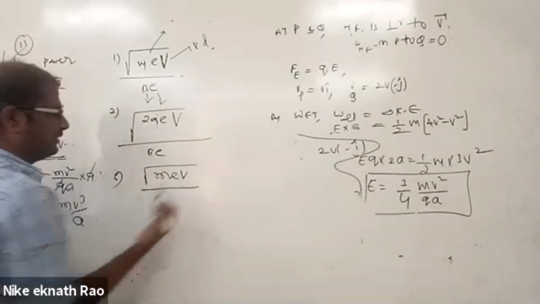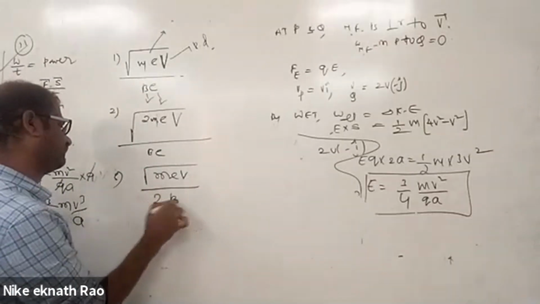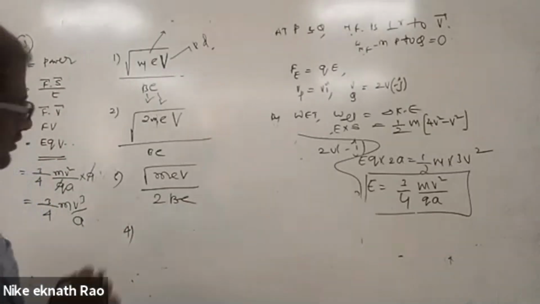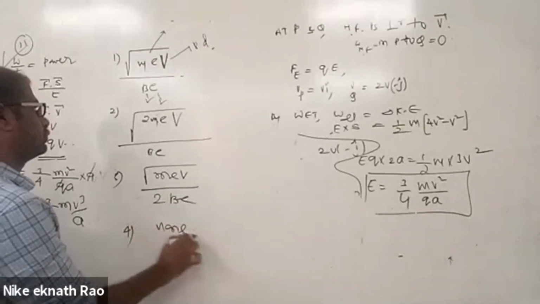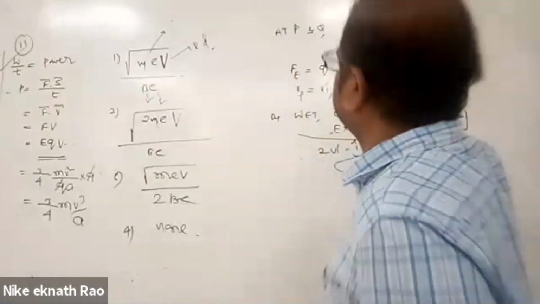Okay. Root of MEV divided by 2BE. And the fourth option is given as none. So no option is matching. So let's think about this question.